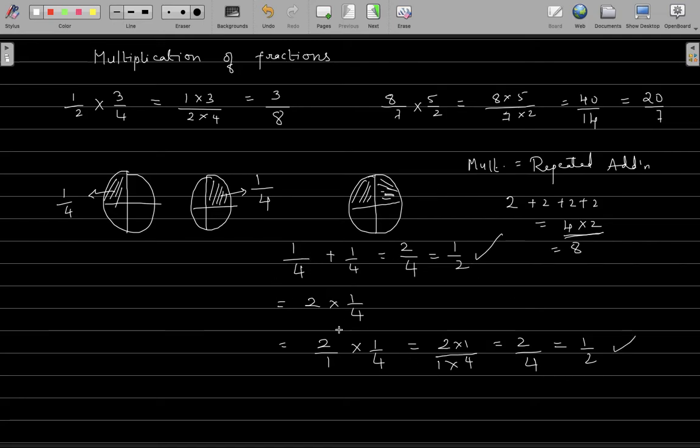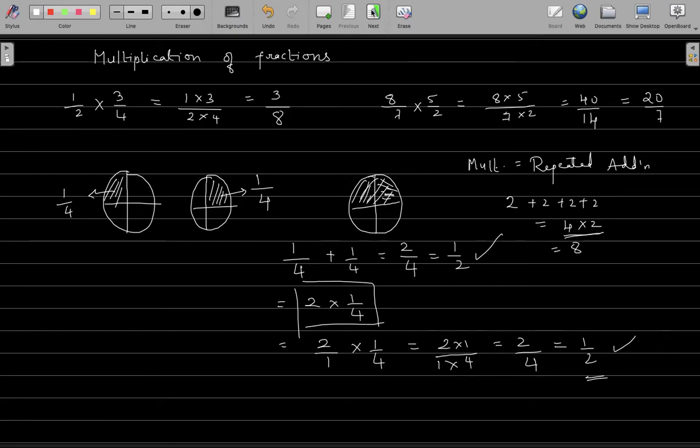So when I am saying 2 times of 1 by 4, that means to say I am taking 2 1 by 4 parts. So what I mean by this is I am taking 2 1 by 4 parts of the whole. Together they will be 1 by 2, which is the same thing. So when you're multiplying this, what you're doing is repeated addition, right?